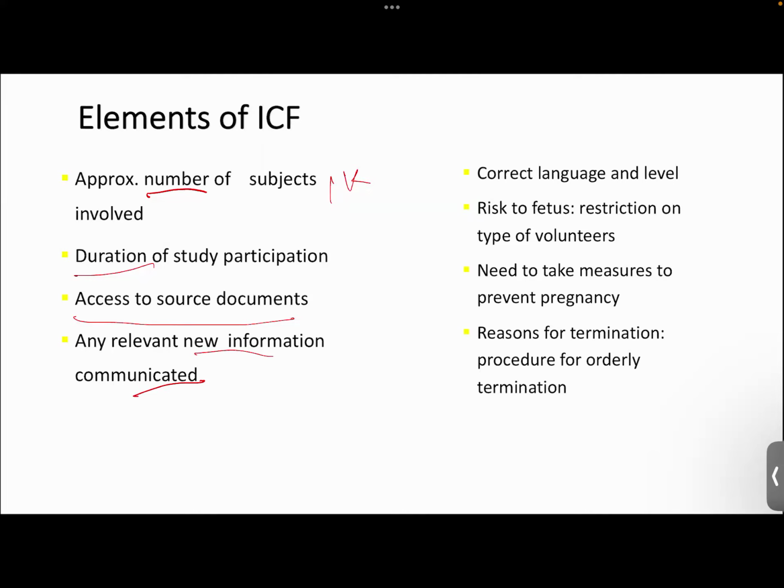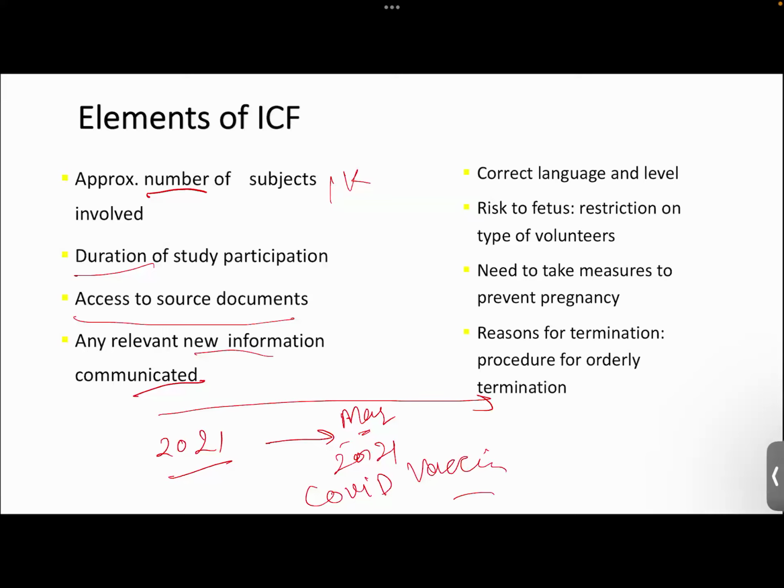I'll give you one example, because COVID is very popular, right? Suppose in March 2021, a COVID vaccine came on the market, but other sponsors were also doing a trial. Now, the moment this is available in the market, suppose this is pharma X and this is pharma Y, Y pharma has to tell all their patients that another pharma company's vaccine is already there. Do you want to change your mind? So you have to inform. This is one of the major examples I have given.